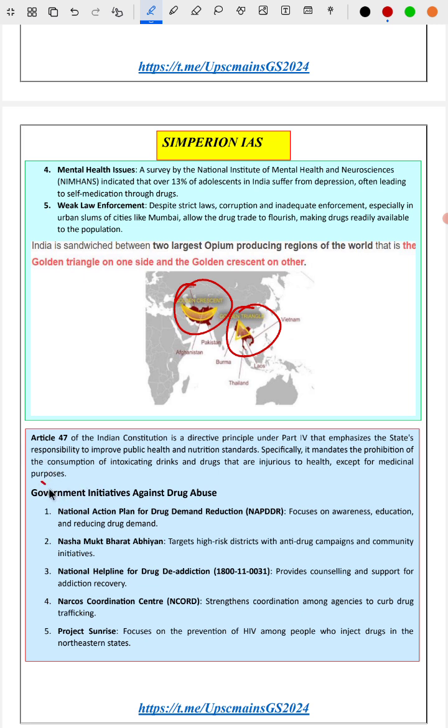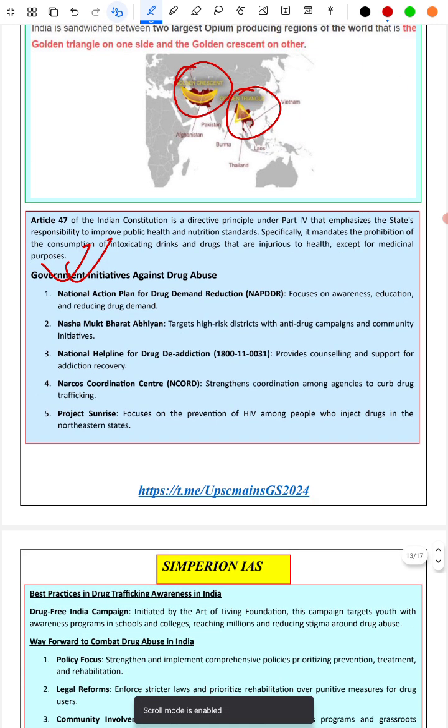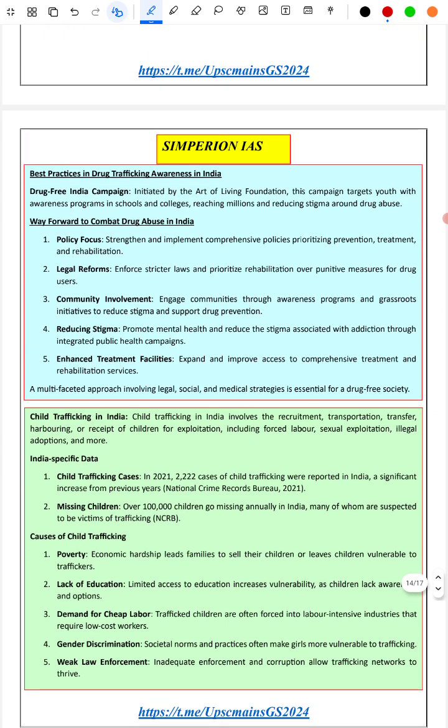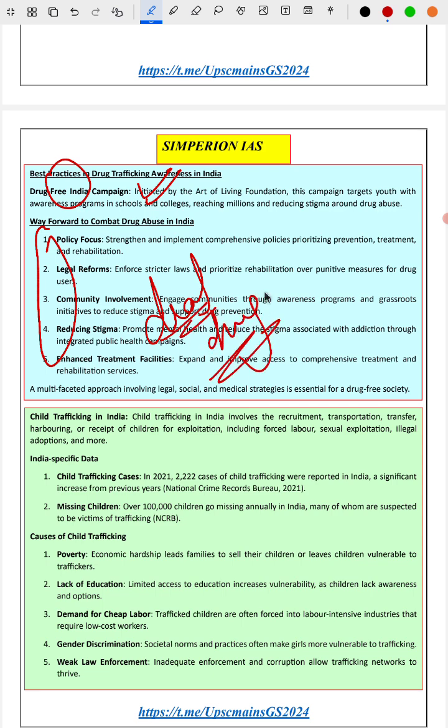Next, what are the government initiatives to fight against drug abuse among the children. We have covered those points as well. Next, we have covered what are the best practices in drug trafficking awareness in India, what the Drug Free India campaign is, which is one of the best practices, and what the way forward is that can be adopted by the government, or what measures are necessary to deal with the menace of drugs.